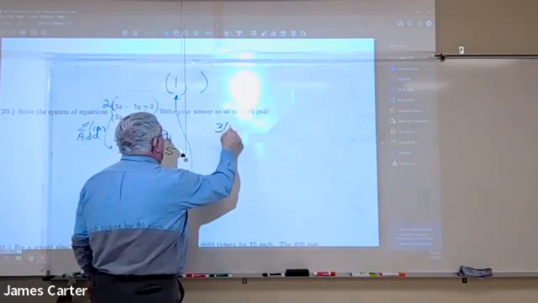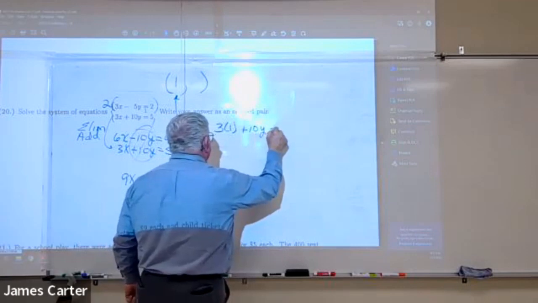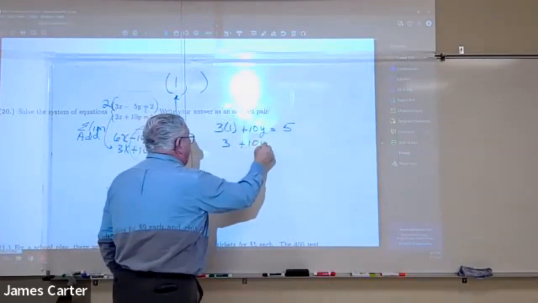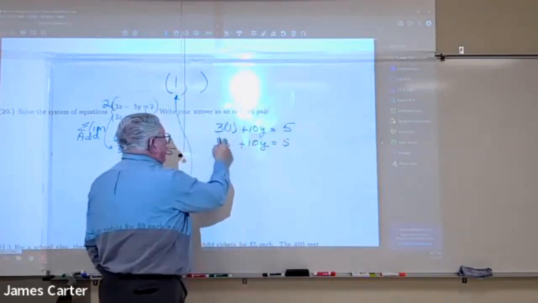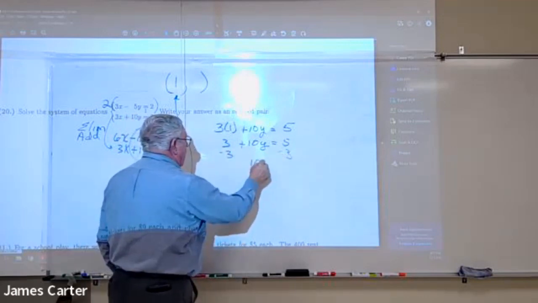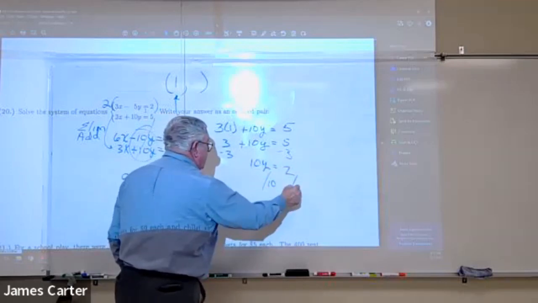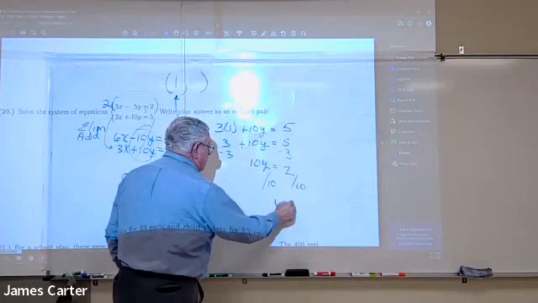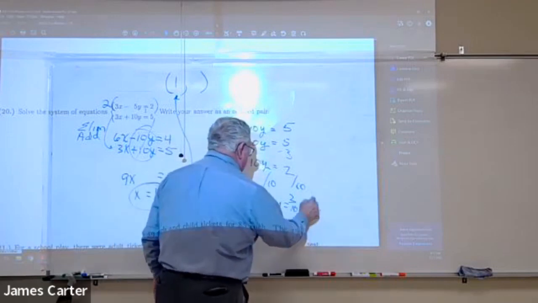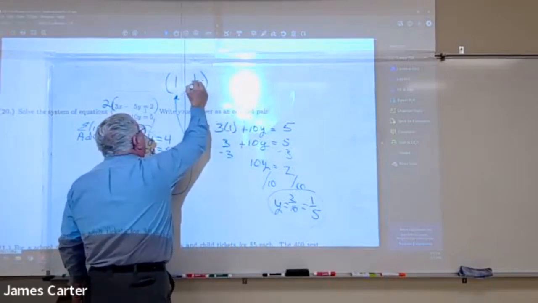So I've got 3 times 1 plus 10y equals 5. Besides, dividing by 10 is real easy. 3 plus 10y equals 5. Actually, you don't have to show this as 2 separate steps. Minus 3, 10y equals 2. Divide by 10. y equals 2 tenths equals 1/5. Circle. Box.